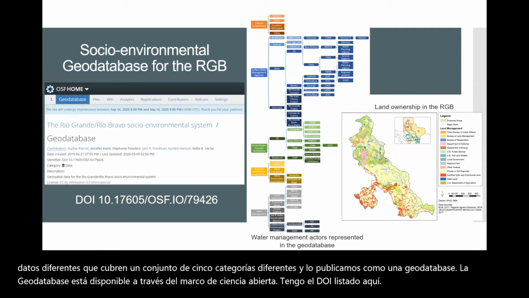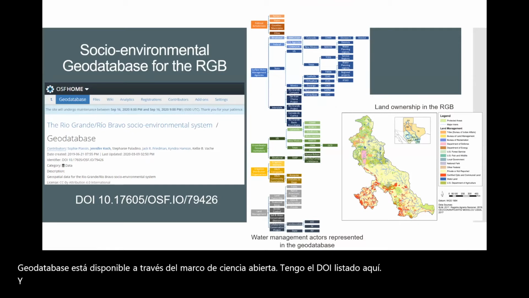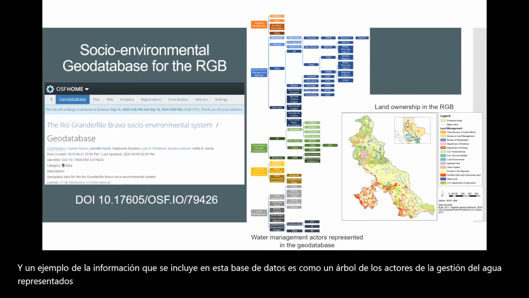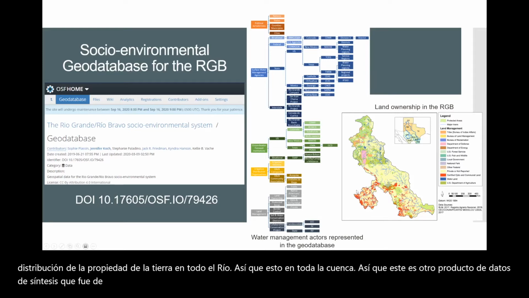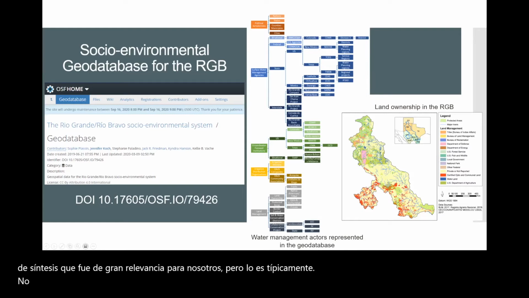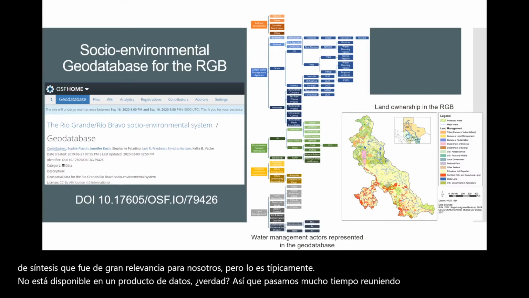And one example of the information that is included in this database is a tree of the water management actors represented in this geodatabase, but also, since we're interested in spatially explicit modeling, the distribution of land ownership across the Rio, so across the basin. So this is another synthesis data product that was highly relevant for us, but is typically not available in one data product, right? So we spent a lot of time just bringing together information from a lot of different sources.